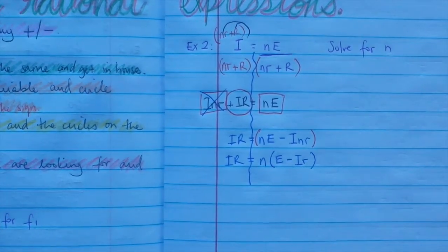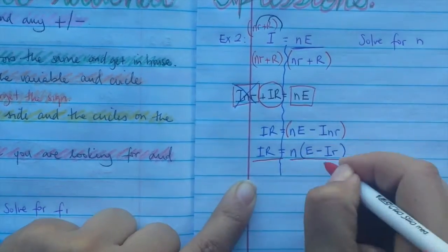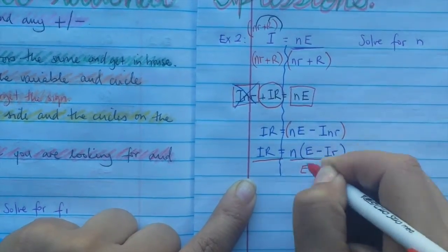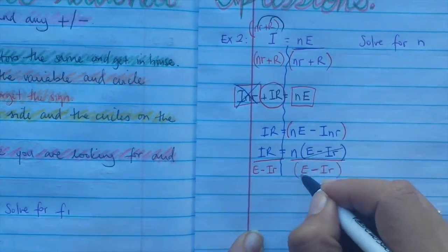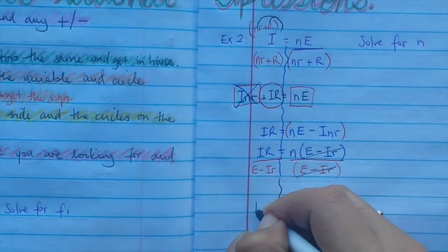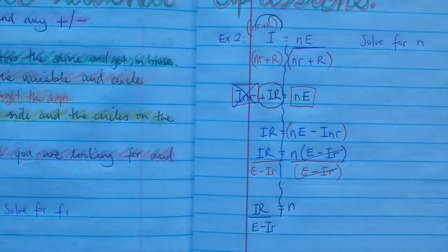Okay. Once you've got that done, you're going to divide and solve. So divide both sides by the house, E minus IR, so you can get the small n by itself. And so the house cancels on the right hand side, and you get n equals IR over E minus IR. And that's it.